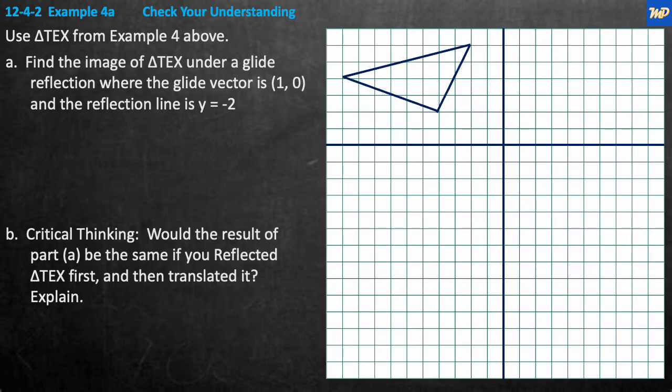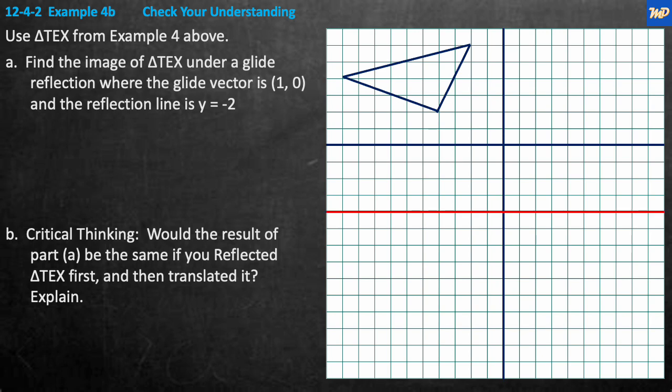Okay. Use triangle TEX from example 4 above, right? This is check your understanding for example 4. Find the image of triangle TEX under a glide reflection where the glide vector is 1, 0, and the reflection line is y equal -2. The second part of this question is going to be critical thinking, right? Would the result of part A be the same if you reflected TEX first and then did the translation? And explain. So while you go ahead and pause the video and think about this, try to draw it up on your own, I'll wait for you.